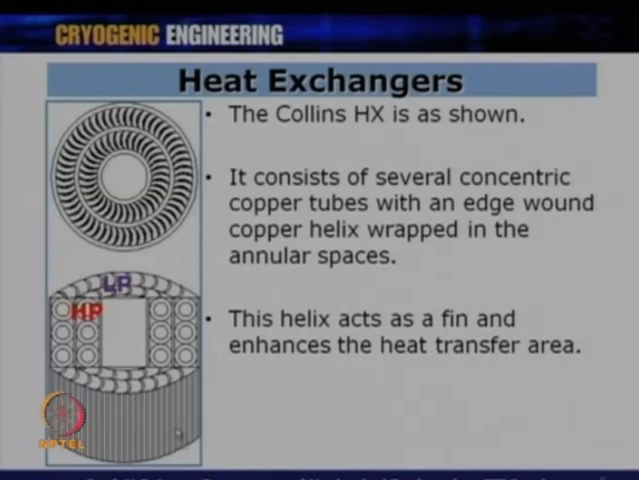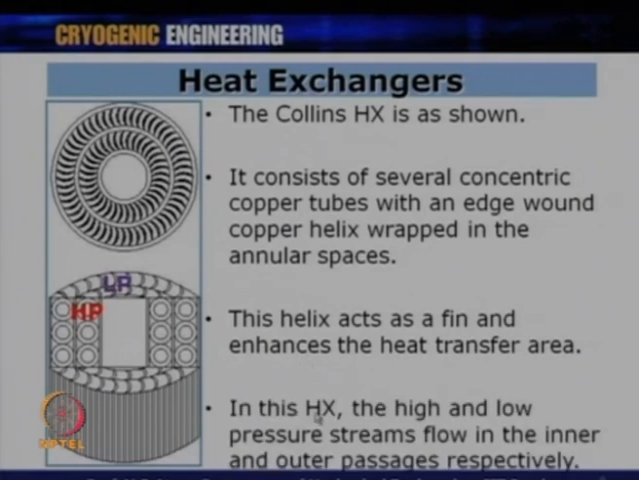On the low pressure side, the gas sees these fins, while the high pressure gas goes inside the tube. As you can see, we can have 2 layers, 3 layers depending on the kind of flow rates we are talking about, and corresponding to that, whatever heat transfer area is required, one has to calculate and accordingly design this heat exchanger. In this heat exchanger, the high and low pressure streams flow in the inner and outer passages respectively. So, the high pressure gas goes through this inner tube, while the low pressure gas comes over the fins in a coiled manner.